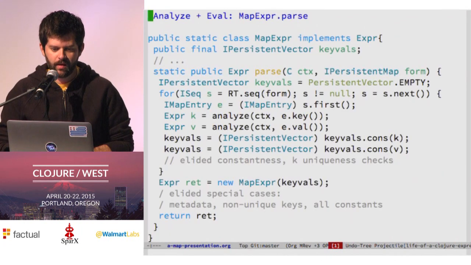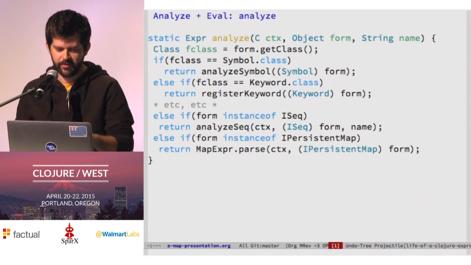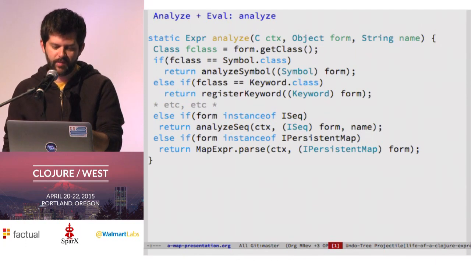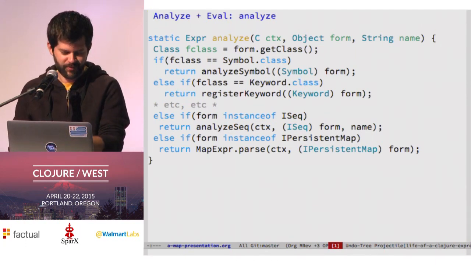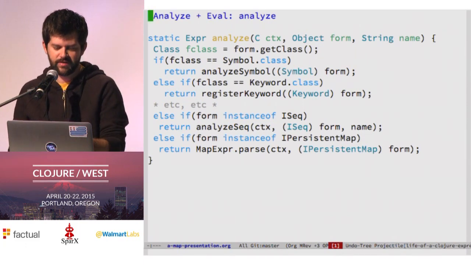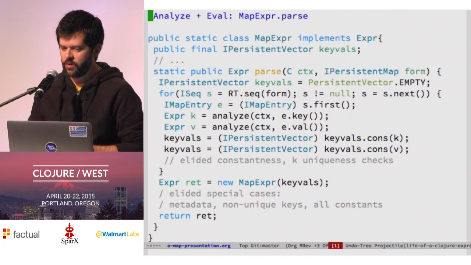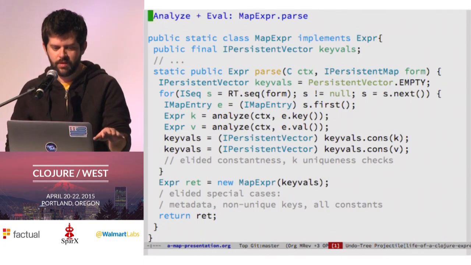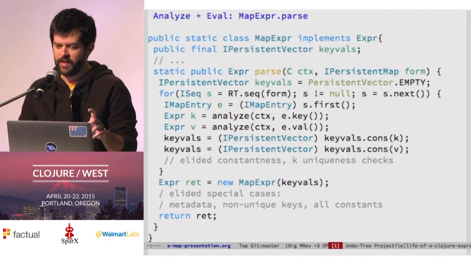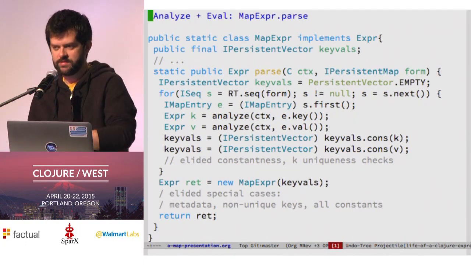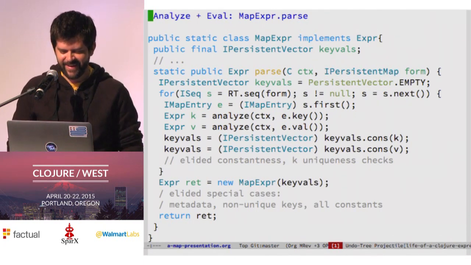So onto MapExpr parse. You'll recall here we had a couple of seqs and we went down the analyze seq path. If we had a map, which we do in the body of our function, we get to MapExpr parse. So here we are. I've cut out almost everything but the parse method from MapExpr, and we'll see the rest in a couple slides, maybe the next slide.